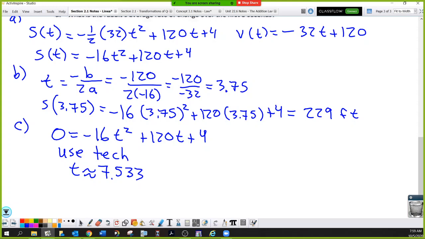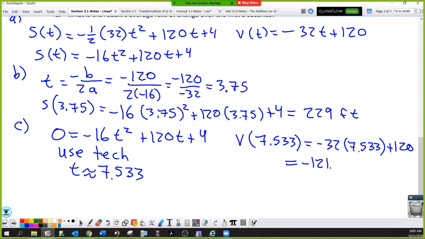The last part of the question says, what will its vertical speed be at that moment? Well, that's just v of t. So all we have to do is plug in t equals 7.533. Our vertical speed when time is 7.533 is negative 32 times that number, plus 120. I'm going to assume that everybody in the room knows how to use a calculator. It gives us negative 121.056 feet per second. Old Fuzzy is moving. How's he going backwards?